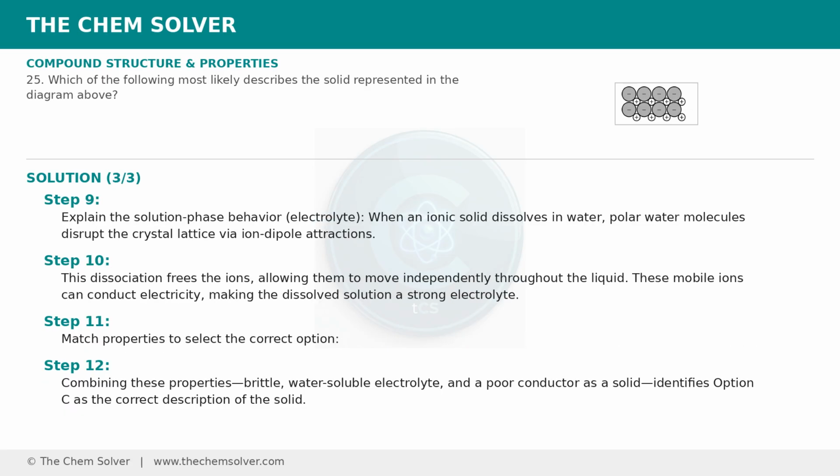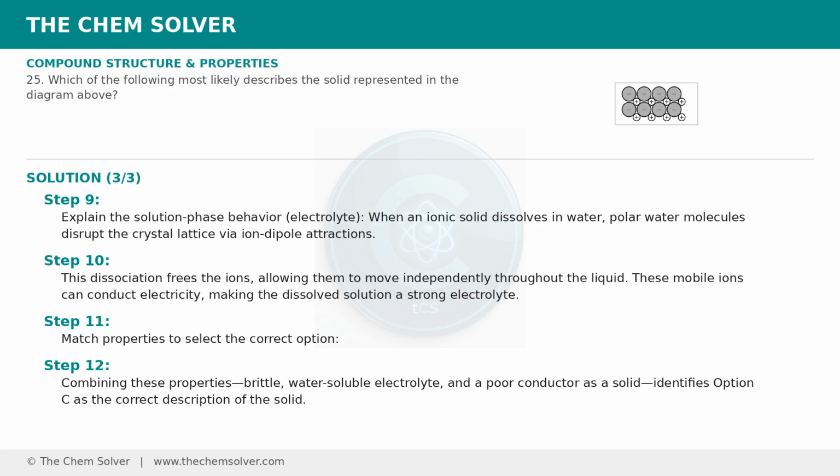Explain the solution phase behavior. Electrolyte. When an ionic solid dissolves in water, polar water molecules disrupt the crystal lattice via ion-dipole attractions. This dissociation frees the ions, allowing them to move independently throughout the liquid. These mobile ions can conduct electricity, making the dissolved solution a strong electrolyte.